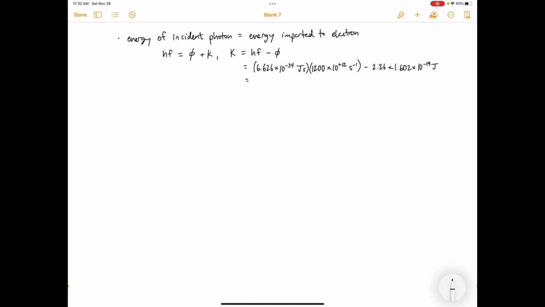So what do we get as a result of this? We get 4.331 times 10 to the minus 19 joules. Okay. And if we go ahead and convert that over to electron volts, basically that means we have to divide by this number now, right? What we get is 2.7 electron volts, okay? So if we hit the potassium surface with this frequency of light, we're going to be kicking out electrons such that they have this much kinetic energy, 2.7 electron volts, okay?